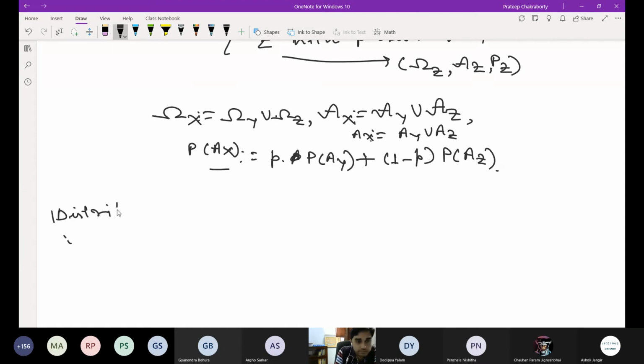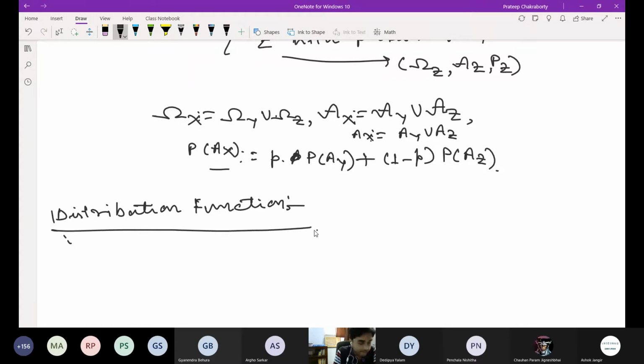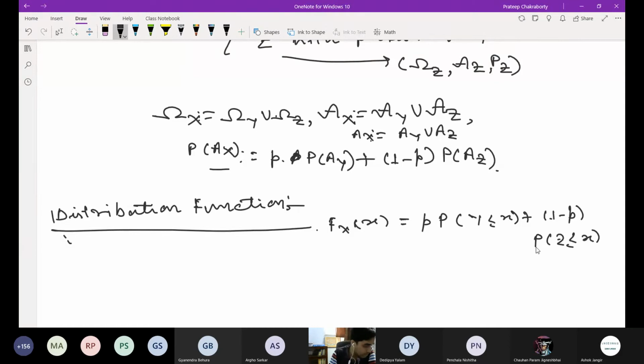And now we define the distribution function. This is F of X at x. By definition it is p times the probability of Y less than or equal to small x, plus 1 minus p times the probability of Z less than or equal to small x. So this is nothing but p F_Y(x) plus (1 minus p) F_Z(x).